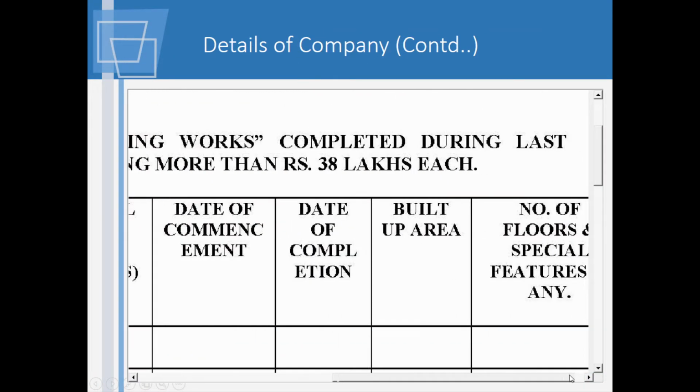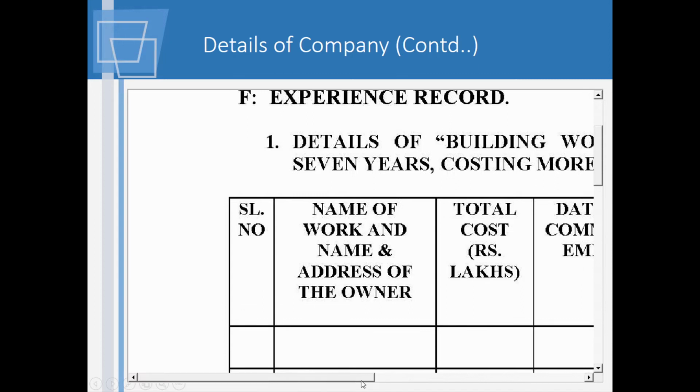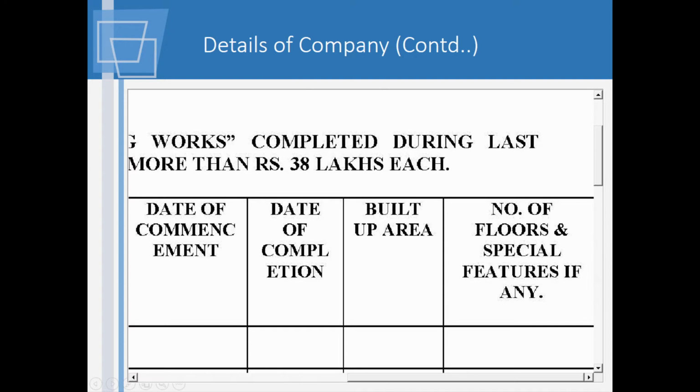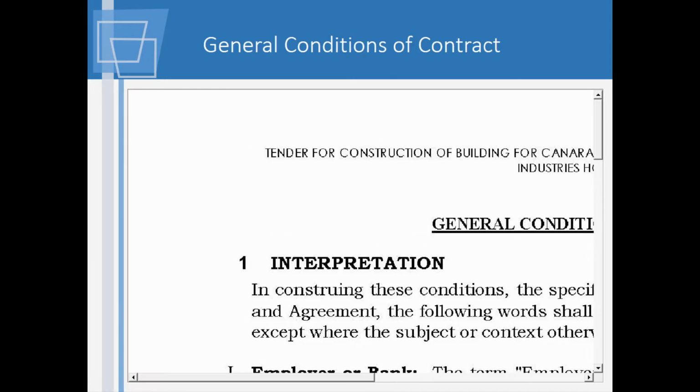So this is again, like previous contracts, whatever you have done, you will have to show. For instance, name of work, cost which you have done, built up area, number of floors, etc. Now we'll go on a little further. This is the important thing which I would like to discuss today. Till now, whatever we had, those are the pre-qualification norms which the contractor is trying to give to the owner or the prospective owner.